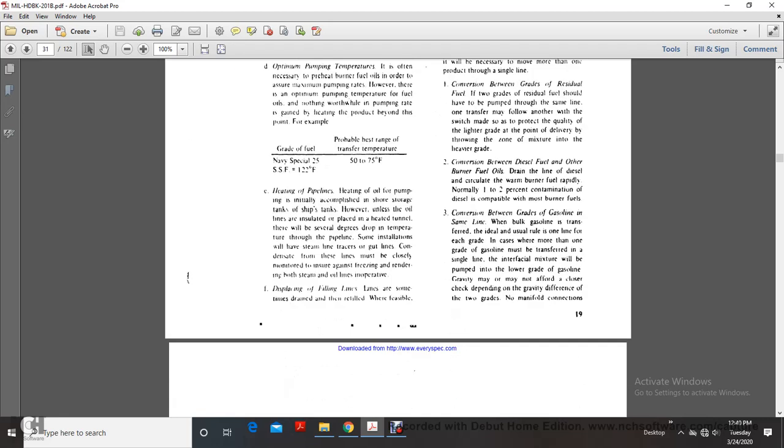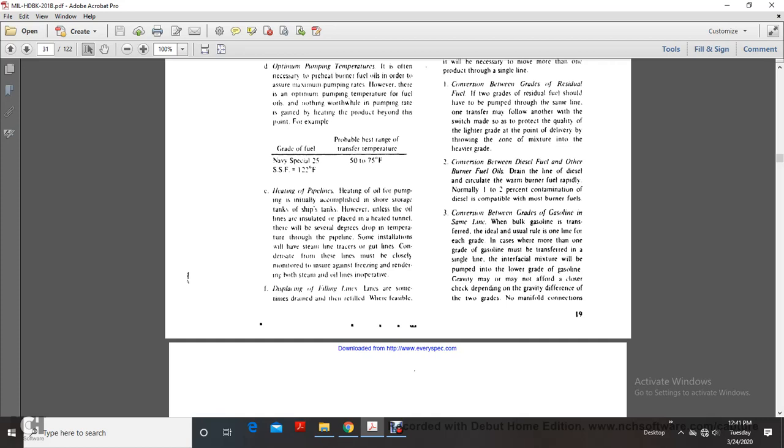Heating principles. Heating of the oil with a pump usually is accomplished by the shore storage or the ship tank. However, unless the oil line is insulated with a place with a heated tunnel, there will be several degrees of drop of temperature through the pipeline. Some of the insulation will have the same steam line tracers as pipe or oil lines. So the condensate with the lines must be closely monitored to ensure against freezing and rendering both steam and oil lines inoperative.